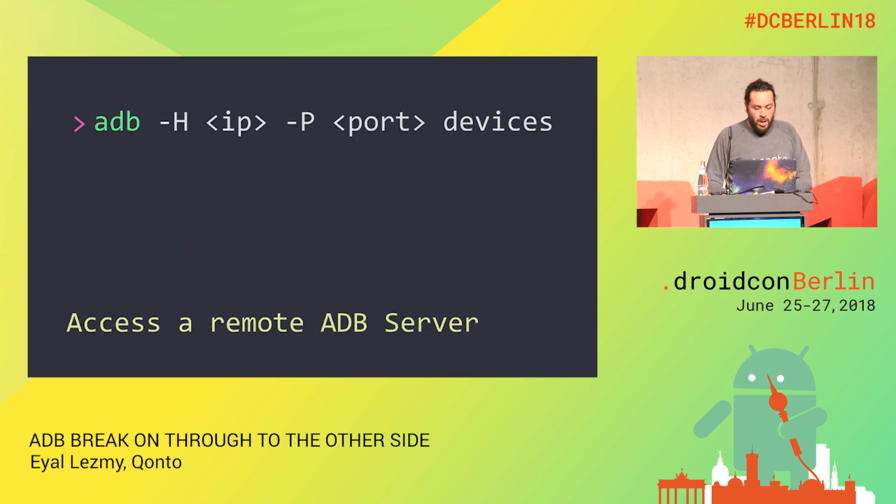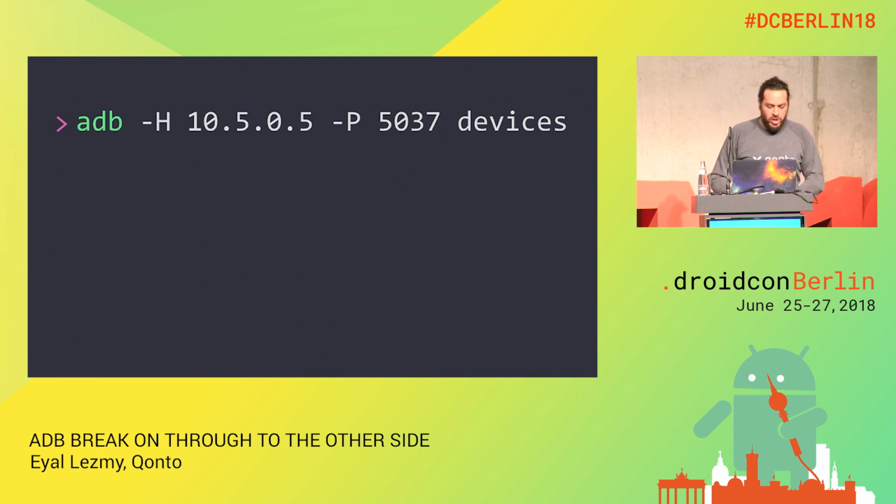Another thing that I wanted to show you, that's a nice trick if you have, again, some kind of infrastructure and you want to communicate with remote devices in your company. These both options, -H and -P, allow you, from your client, to target a remote ADB server running somewhere. Let's take an example. ADB -H, and you have this IP, and -P with a port, which is the default one, by the way. You remember this number, 5037.